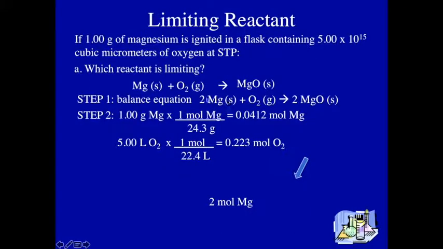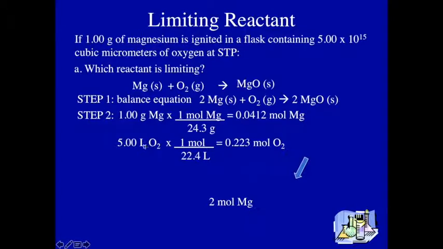So 2 moles of magnesium would give me 2 moles of magnesium oxide if I combine it with 1 mole of oxygen gas. That is all moles. It's not grams, it's not liters, it potentially could be number of particles, wherein 2 atoms of magnesium and 1 molecule of oxygen would give you 2 formula units of magnesium oxide. But better to understand these as molar values.